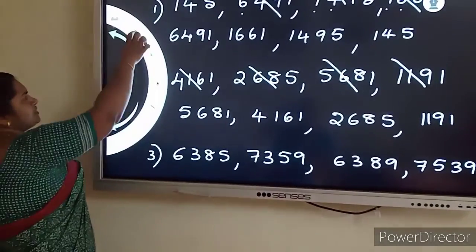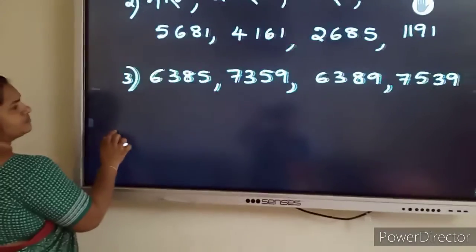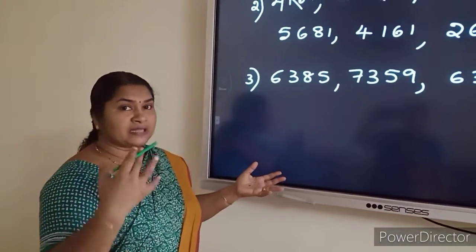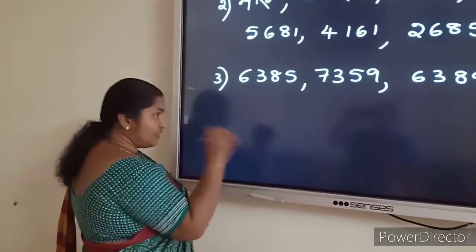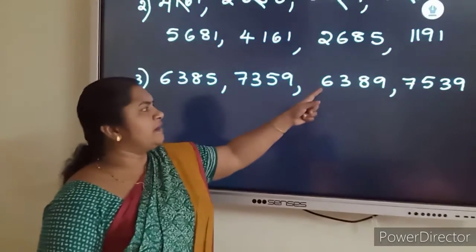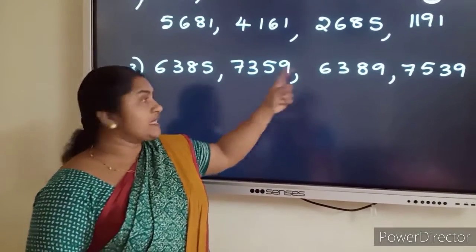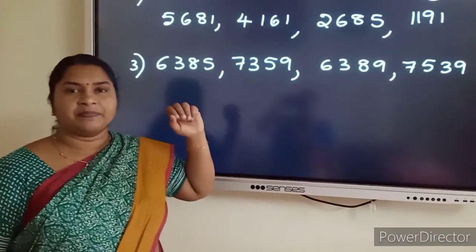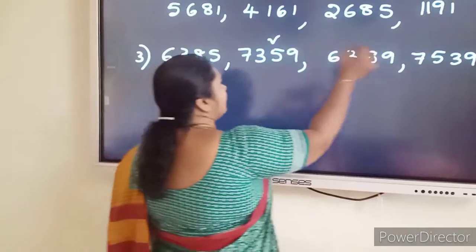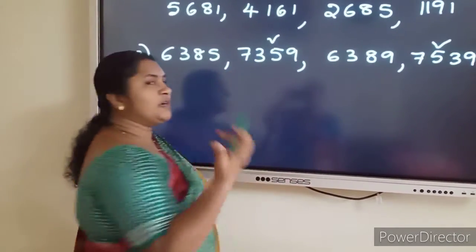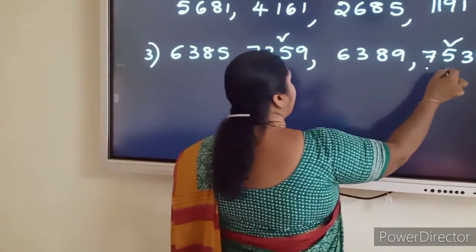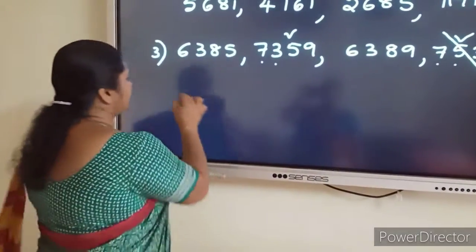Now one more question. If you have doubt, you are free to ask in the personal group. I will explain. Here we have 4 numbers, but 2 numbers start with 6 and 2 numbers start with 7. So which one will be the highest? The one which starts with 7. We have 2 numbers, so out of that, which one is the biggest? First digit is 7, second digit is 3 and 5. So this one will be the first.